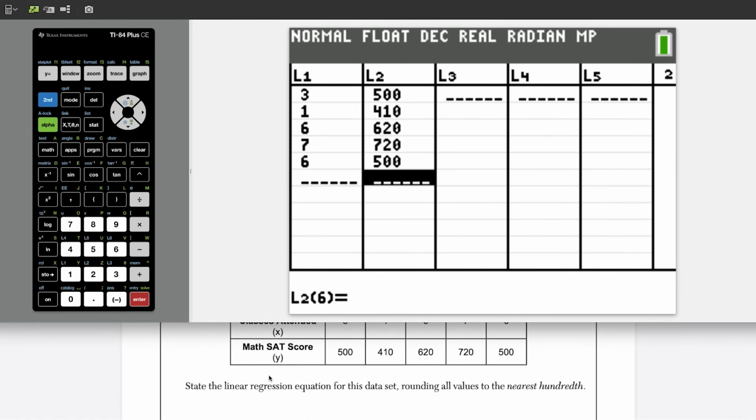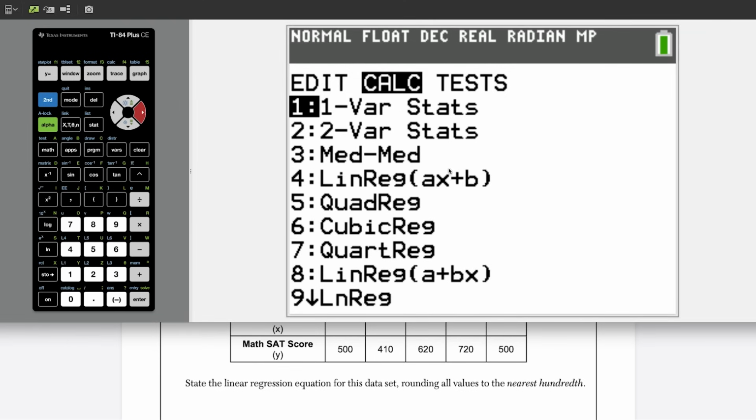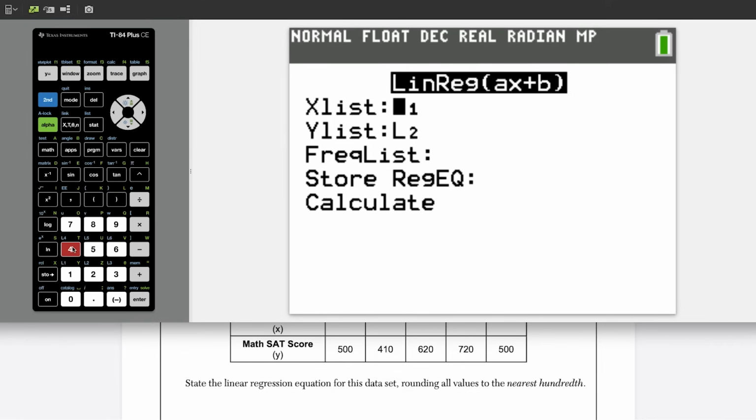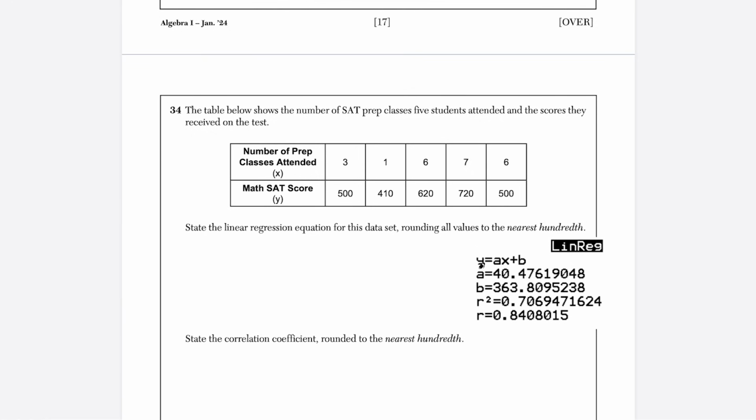And we are calculating a linear regression. So we're going to go to Stats, Calculate. Linear regression is option 4. So I press 4, and I just keep pressing enter till I get to calculate. And these are all the values that we need. So with these values here, now we could write our linear regression equation.